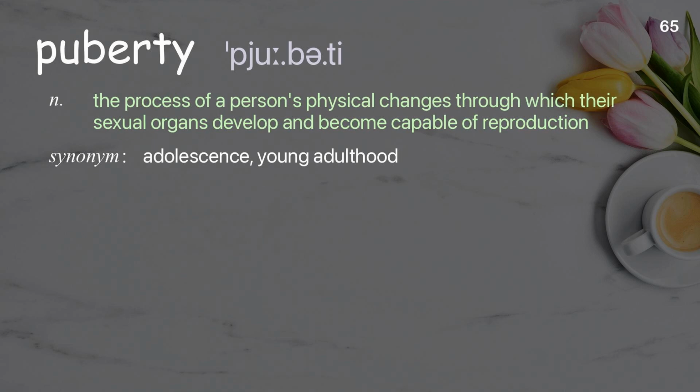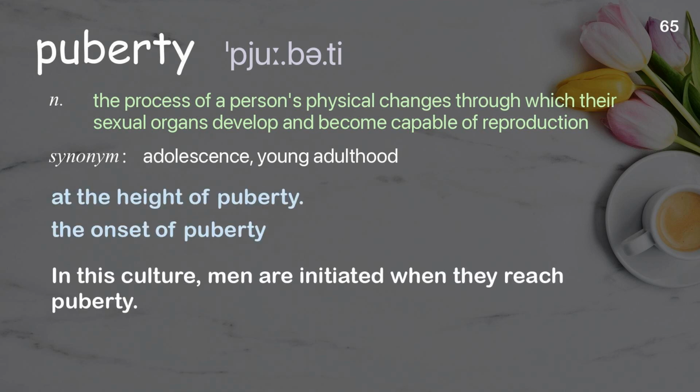Puberty. The process of a person's physical changes through which their sexual organs develop and become capable of reproduction. Examples: At the height of puberty. The onset of puberty. In this culture, men are initiated when they reach puberty.